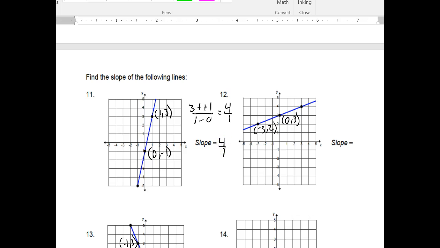What does that mean? From each point, you'll move up 4 and right 1. So let's try it. Let's see if we get there. Move up 4 from here: up 1, 2, 3, 4, right 1, and I land at the other point on the line.